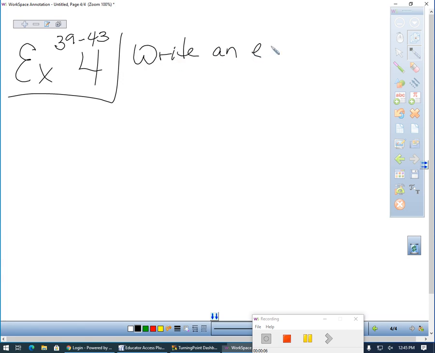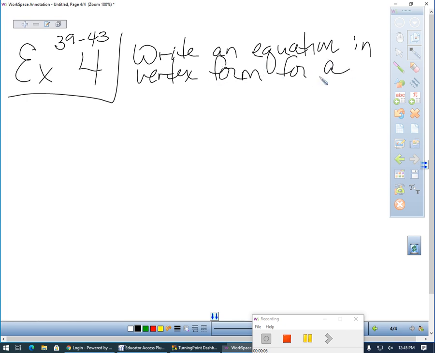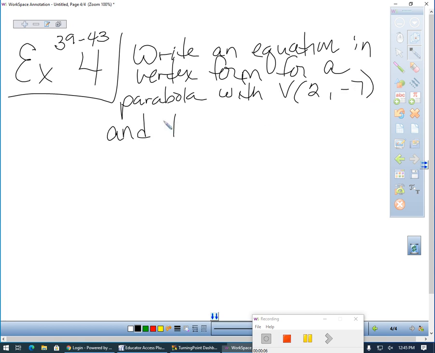An equation in vertex form for a parabola with vertex at, let's go, 2, -7, and through, let's go with the point 0, 5.